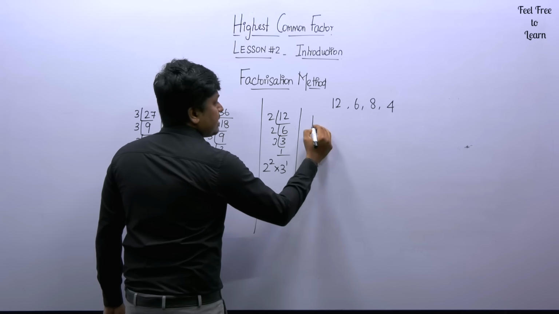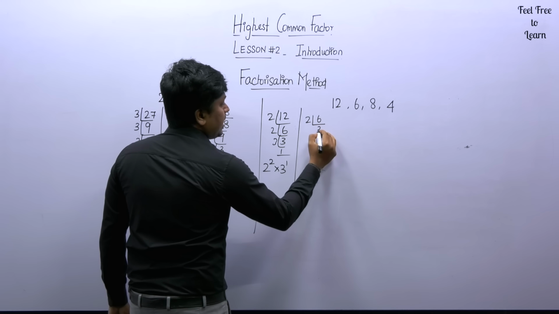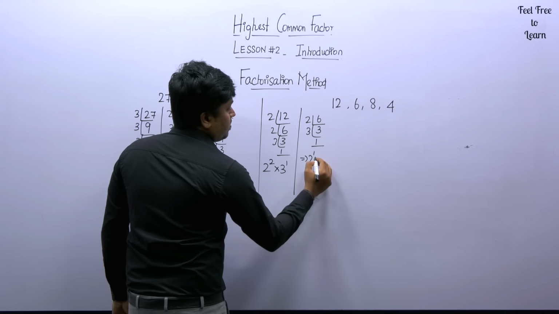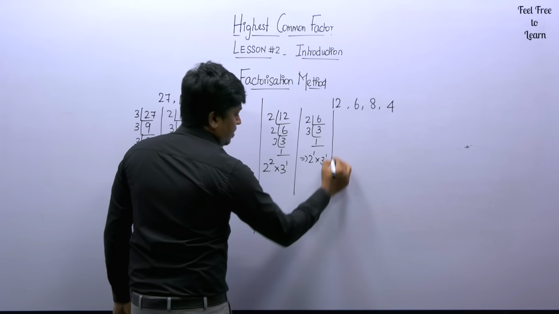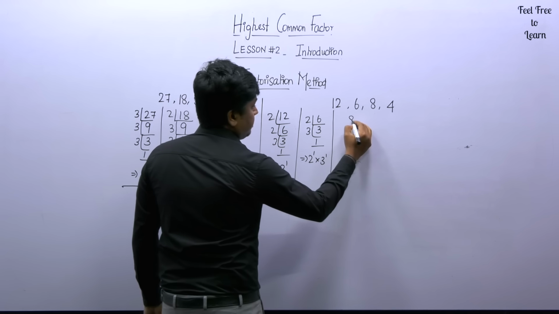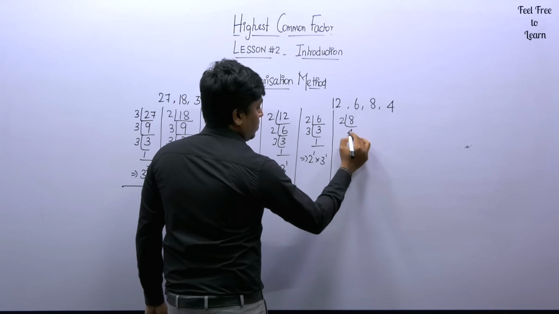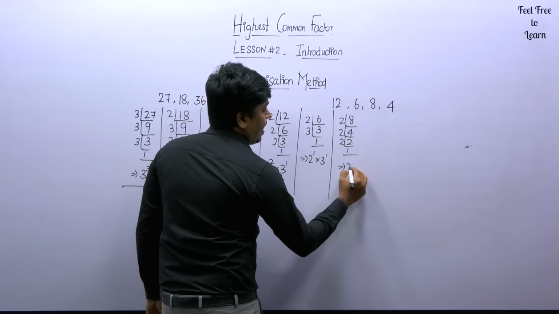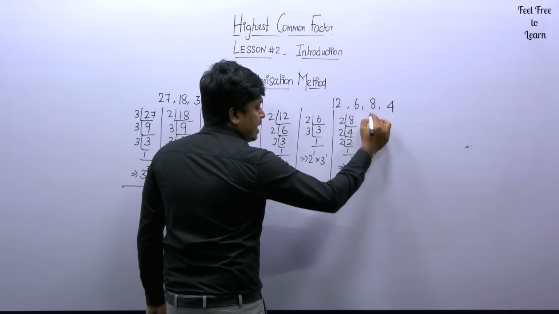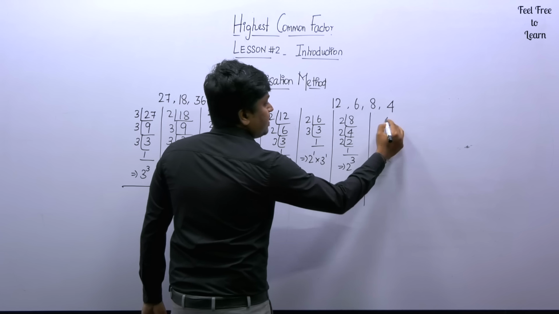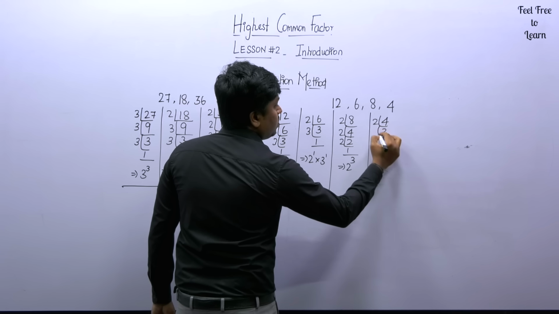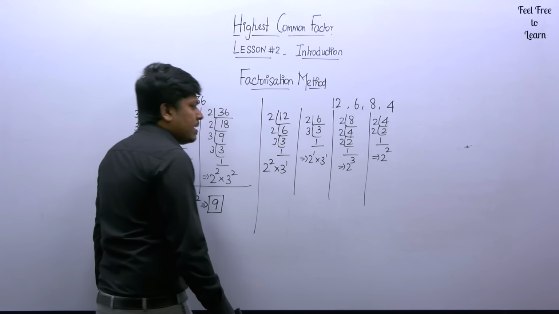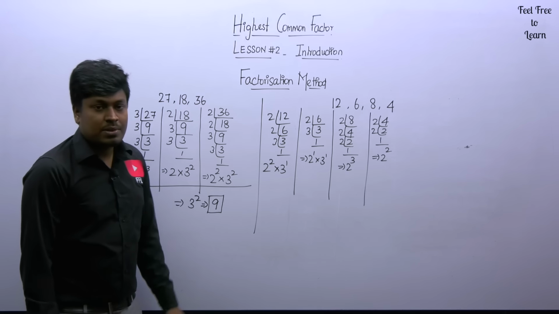So similarly, next is 6. So 2 times 3 2s are 6, 3 and 1. So 2 power 1 and 3 power 1. Got it? So next will be 8. 4 2s are 8. 2 2s are 4, 1. So finally we have 3 2s. So this can be written as 2 cube. So next will be 4. So 2, 2 and 1. So how many 2? We have 2 2s, which is 2 square. So finally we have written down all the factors of the number.